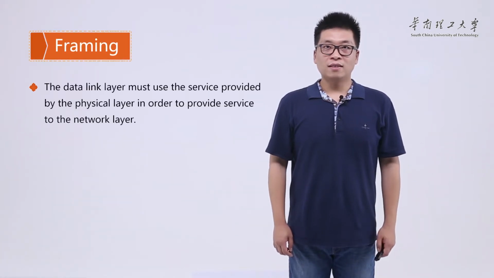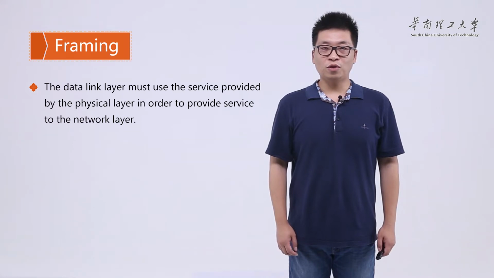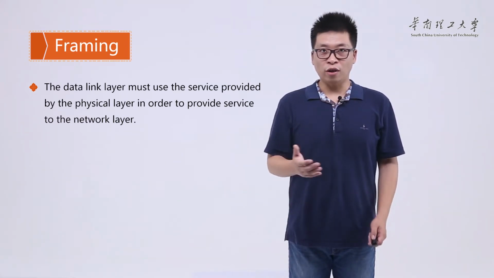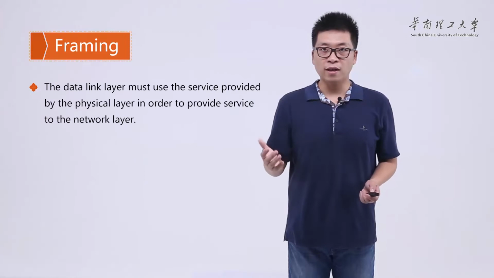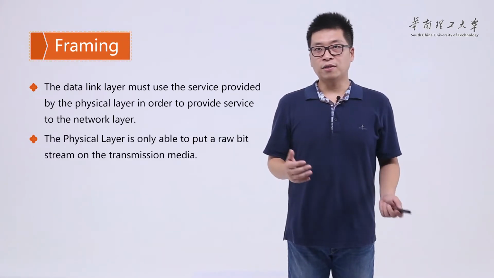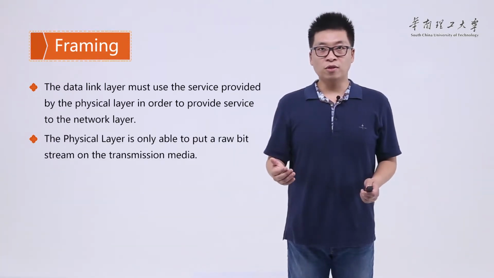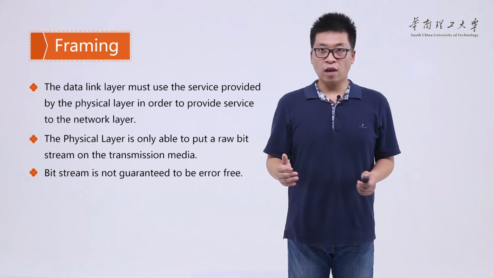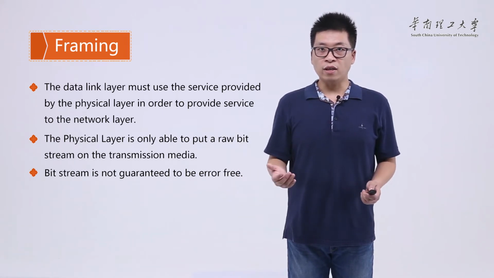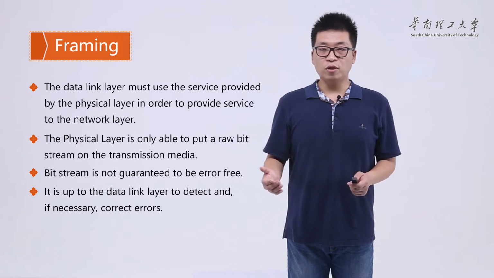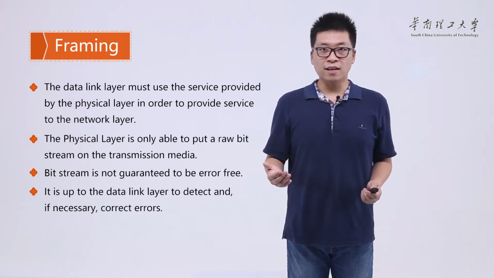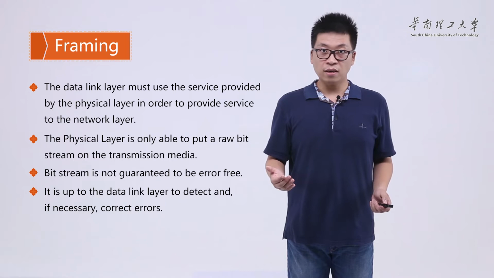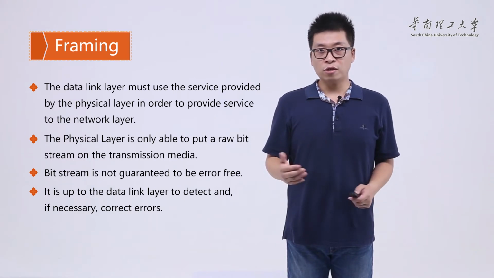Hello, this section is about framing. The data link layer must use the service provided by the physical layer in order to provide service to its upper layer, the network layer. But the physical layer is only able to put raw bit stream on the transmission media. Raw bit stream is not guaranteed to be error-free, so it is up to the data link layer to detect and, if necessary, to do error correction.